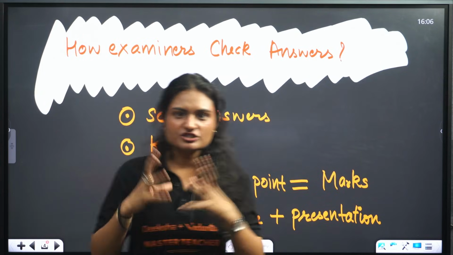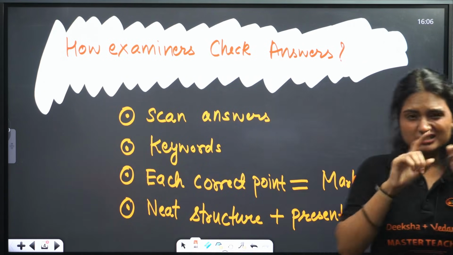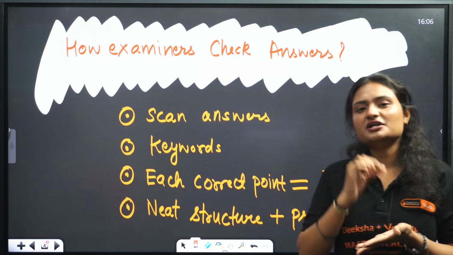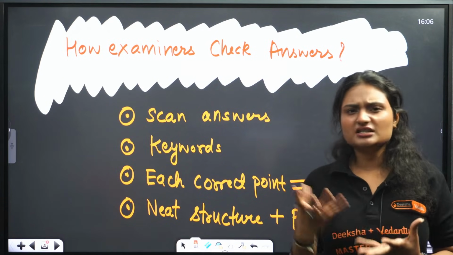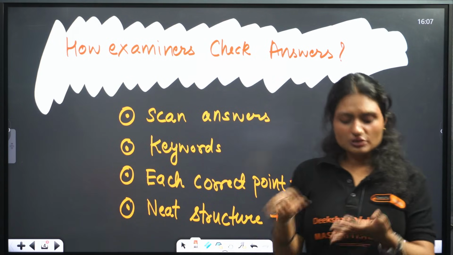Next, how examiners check your copy. Firstly, examiners just scan the answers, because they have the eye for it. They are not taking one copy and giving half an hour for that, right? They are taking 10-15 minutes, max 10 minutes is given for your answer sheet. So what they are doing is just scanning the answer, looking for the keywords.